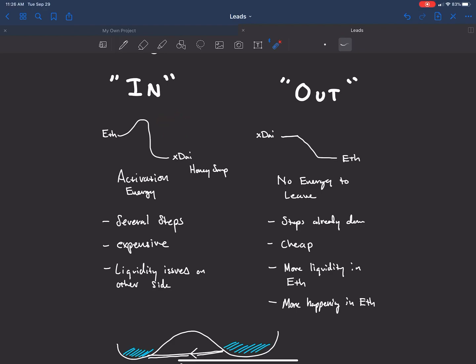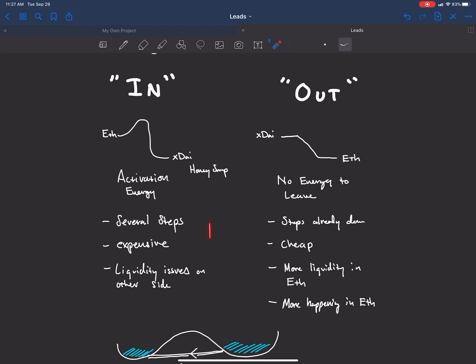I've seen things like EOS. EOS is a feeless structure where if you use EOS, you'll be amazed at what it can do and what kind of projects are happening on EOS. But there's not a lot of people in the EOS ecosystem. And this is the reason why, because they haven't solved this activation energy problem. It's a several step problem to move from Ethereum to xDai. It's expensive to move from Ethereum to xDai, and there's liquidity issues on the other side.